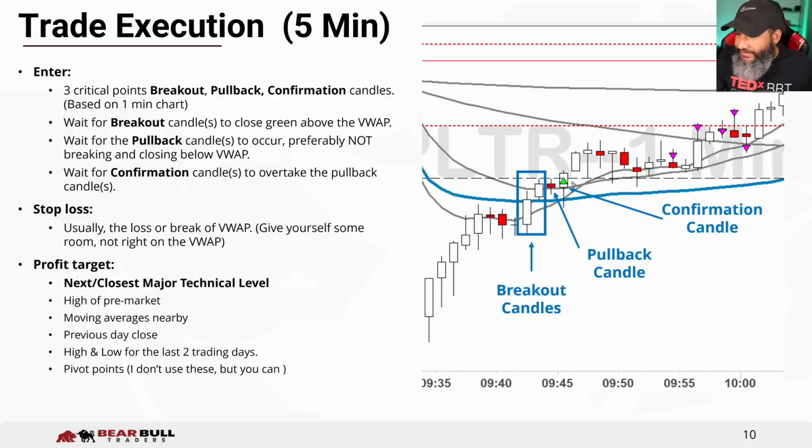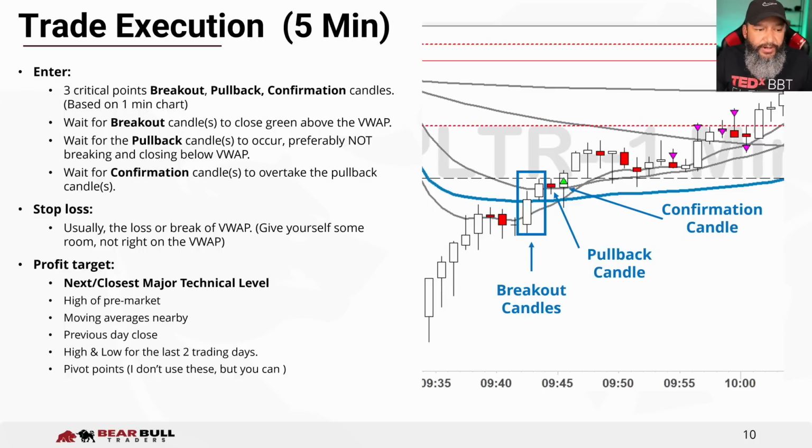So in this case here, you can see we don't get a retest of the VWAP at all. Everything stays above that, which is great. We got the previous day close here acting as support, which is nice. But you want to set that stop loss again at the VWAP, and you want to again just give yourself a little bit of room. Never put it at the VWAP, because you will get stopped out a lot if you put it at the VWAP. Okay, so very important.